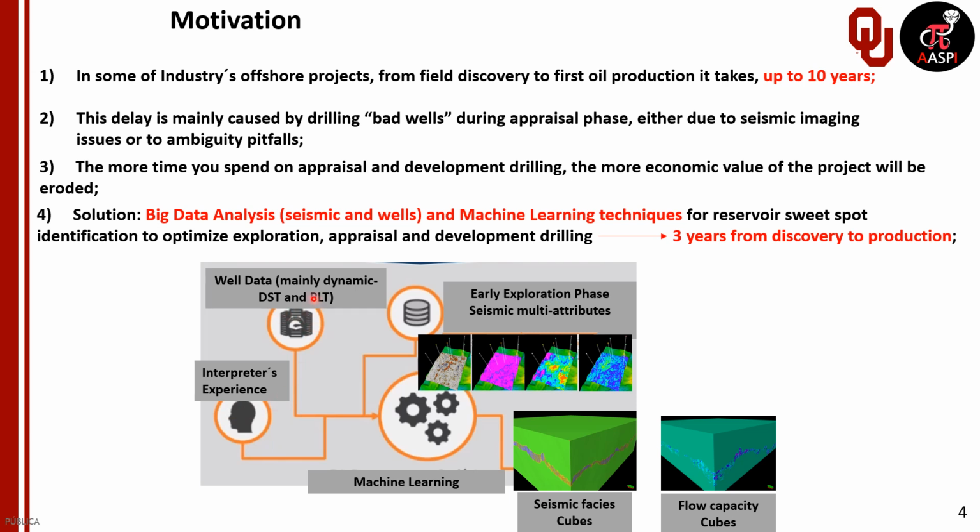So the idea here is to work using my interpreter experience and well data, mainly dynamic data: well test data, DST and PLT. DST is drill stem test data and PLT is production logging tool. Then seismic attributes, but early exploration phase seismic attributes, the classic attributes derived from a full stack volume, no inversion data, because seismic inversion data are reliable only after drilling a dozen wells to have an accurate wavelet estimation, which is not the case in early exploration phase areas.